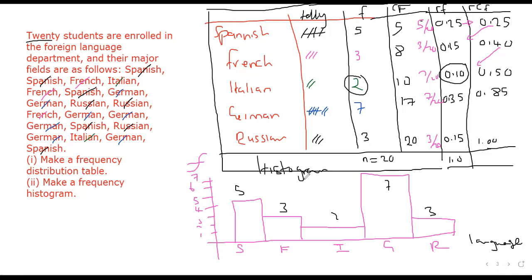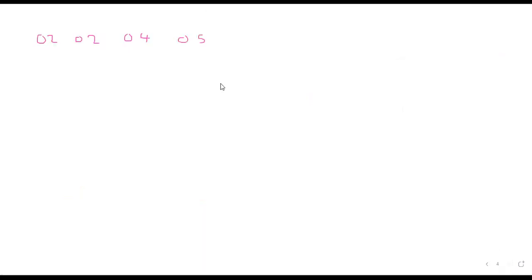So we now need to learn how to draw a stem and leaf diagram. If you're given a stem and leaf diagram, which looks like this.